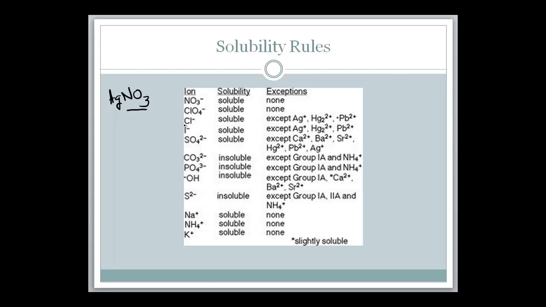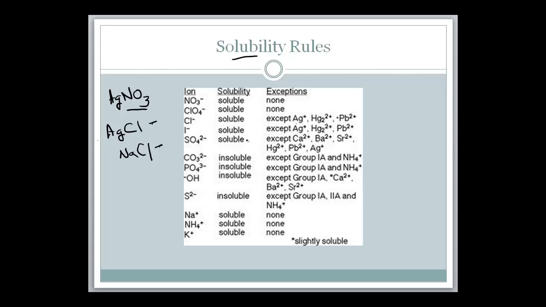So let's say, for example, it were chloride. And let's use two scenarios. Silver chloride and sodium chloride. Chlorides are all soluble except silver chloride, mercury chloride, and lead chloride. So this one would be insoluble, this one would be soluble. Now, soluble means that it dissolves in water and forms ions.